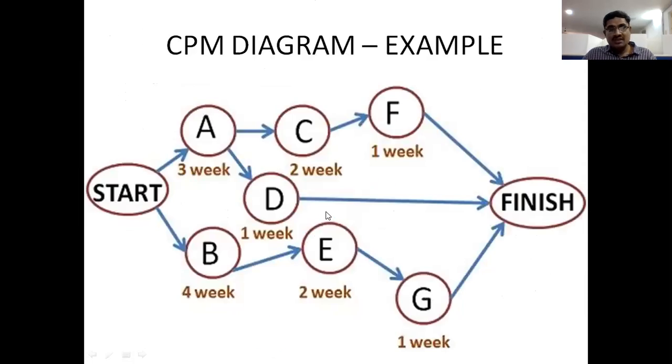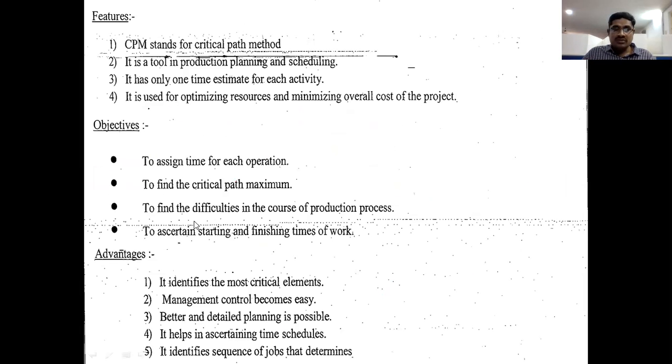So through these CPM diagrams, we can easily find the difficult tasks of the processes of production or execution of our contracts. After finding the difficult activities or difficult courses of action, we plan how to move in an easy manner, and how to complete these tasks in an easy way.